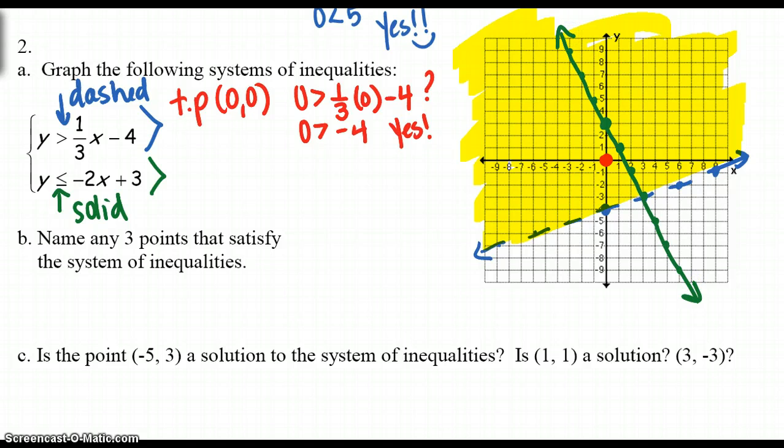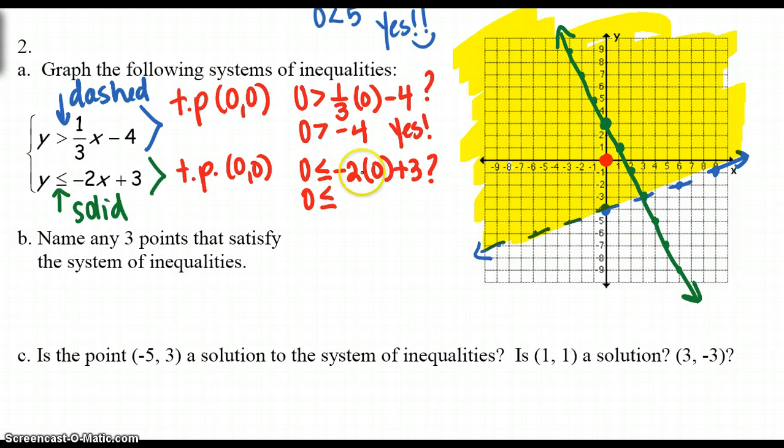Next thing we're going to do is the test point again. So test point, again, it's in red on my graph, so I'll keep it red right here for you to kind of match it. Substitute in your 0. Is 0 less than or equal to -2 times 0 plus 3? Well, let's work it out. 0 less than or equal to 3? Yes, it is. Aren't you excited?